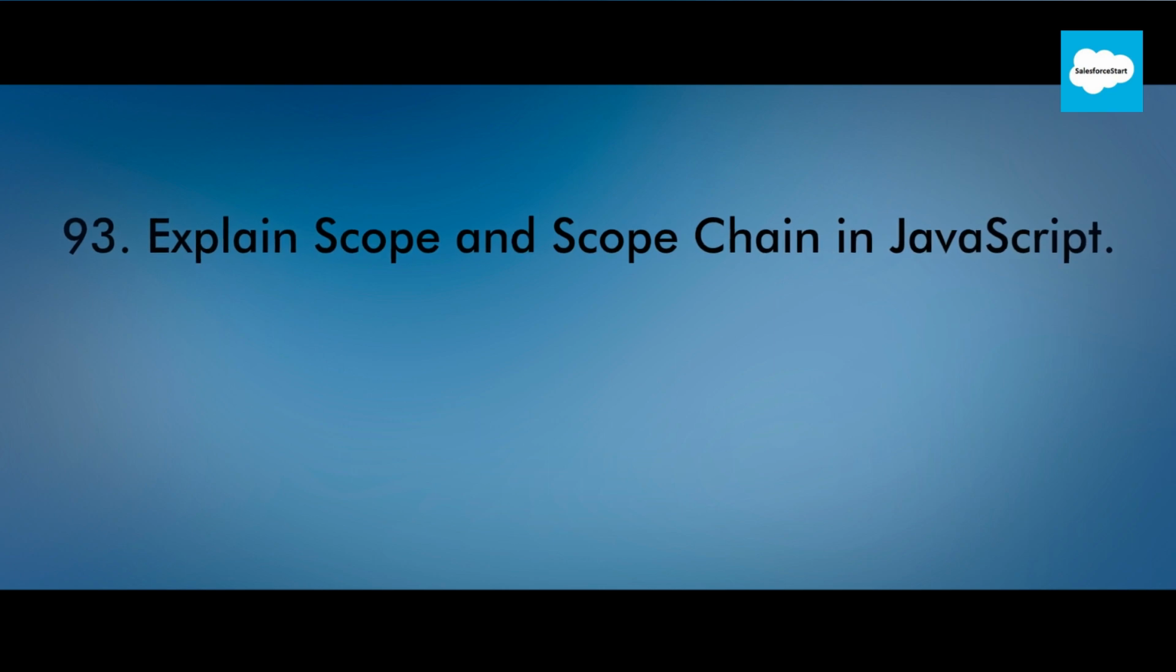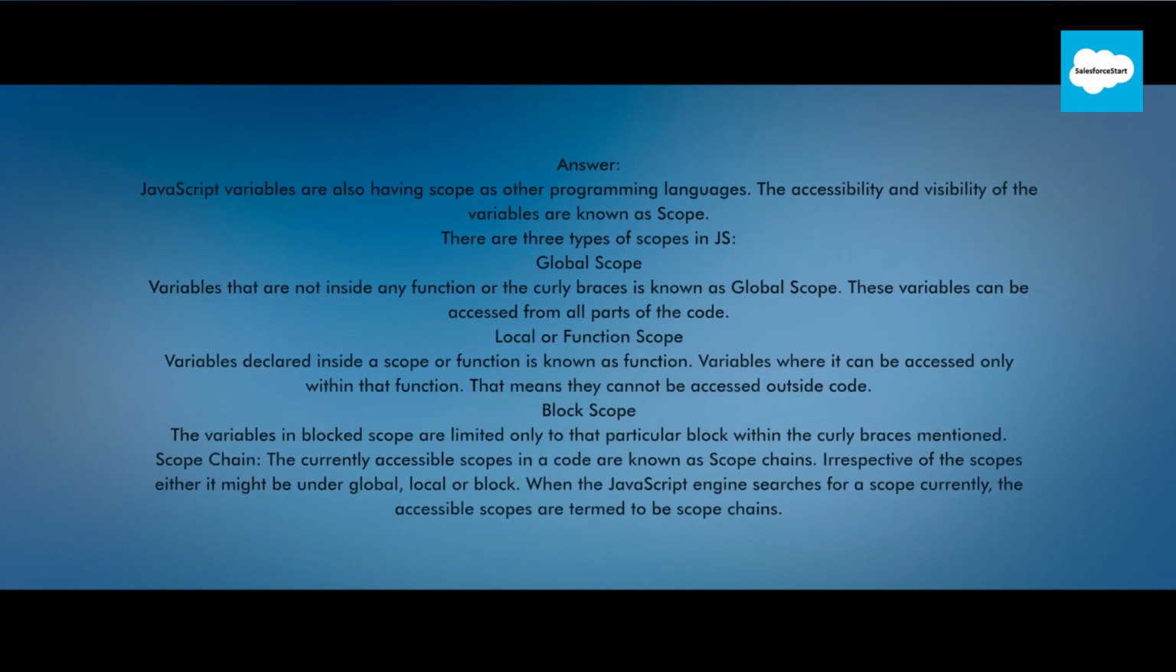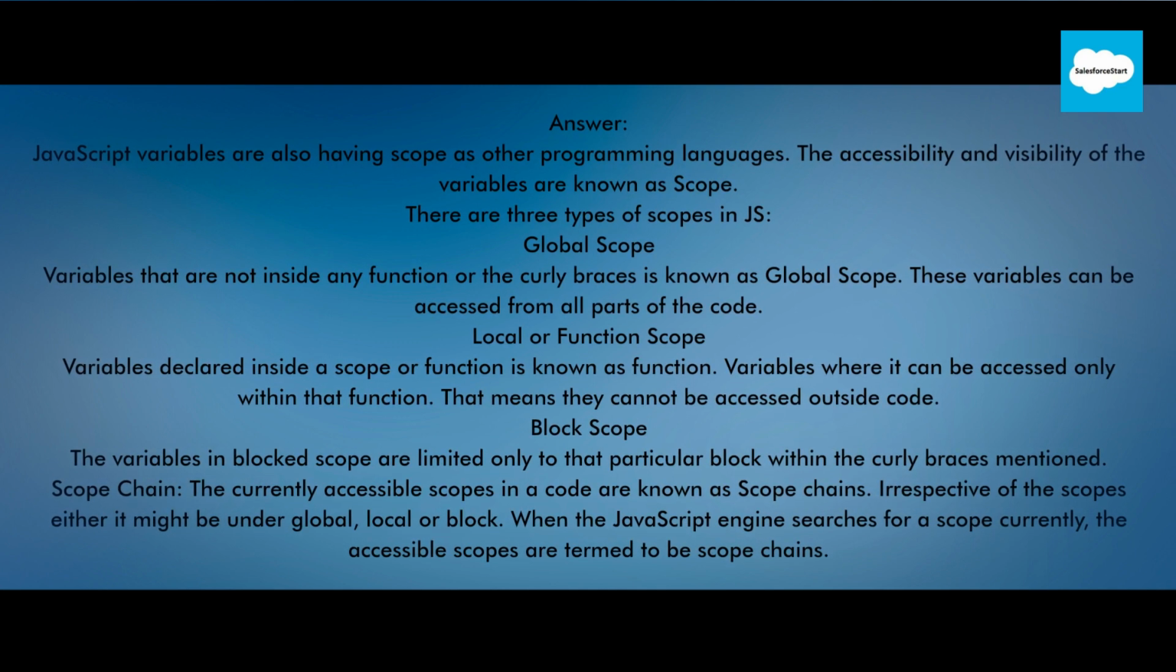93. Explain scope and scope chain in JavaScript. Answer. JavaScript variables also have scope as in other programming languages. The accessibility and visibility of the variables is known as scope. There are three types of scopes in JS. Global scope: variables that are not inside any function or curly braces are known as global scope. These variables can be accessed from all parts of the code. Local or function scope: variables declared inside a function are known as function scope variables, which can be accessed only within that function. That means they cannot be accessed outside it. Block scope: the variables in block scope are limited only to that particular block within the curly braces mentioned.